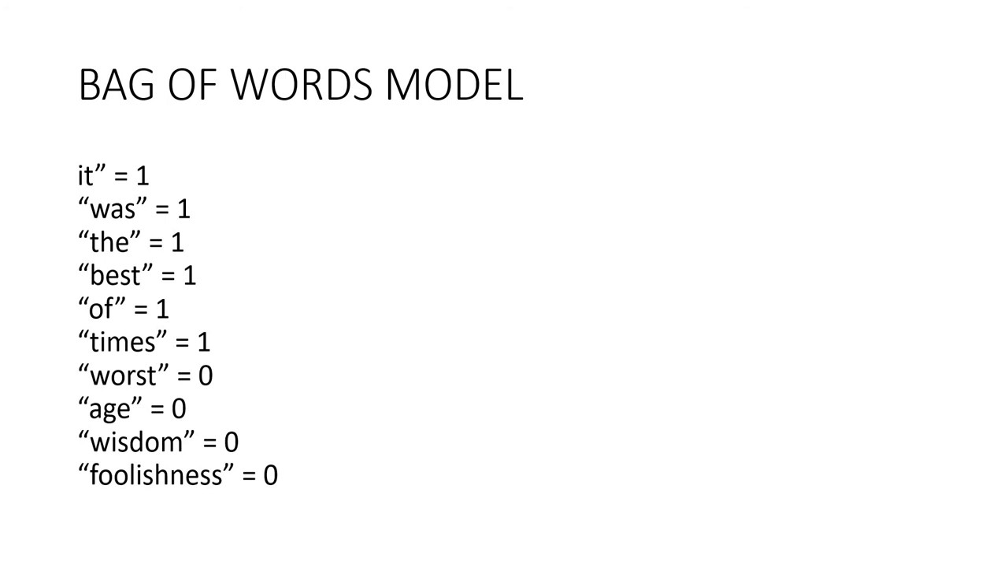See, in the bag of words model, we have taken it. It is equal to 1. Was is 1. The is 1. Best is equal to 1. Of is equal to 1. Times is equal to 1. So all those words are present in this first sentence. But worst is not there, so 0. Age is 0. Wisdom is 0. Foolishness is 0. When we consider the first statement, the sentence, this is the model we get.